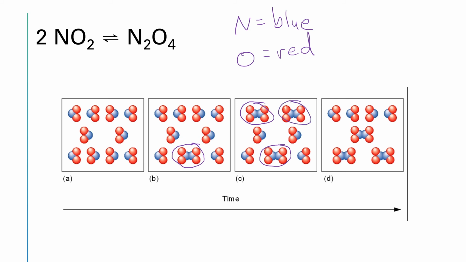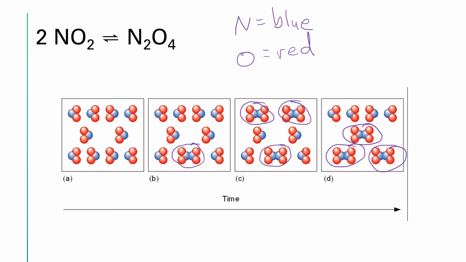And then in box D, notice that original N2O4 that formed has broken apart, and those NO2 molecules that were generated have now hooked up with other NO2 molecules, and we've got two new N2O4s, plus there's a new N2O4 up here in the middle, and on the top all of those broke apart so that we have only NO2 on top.